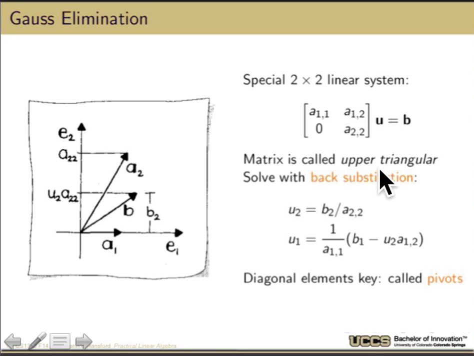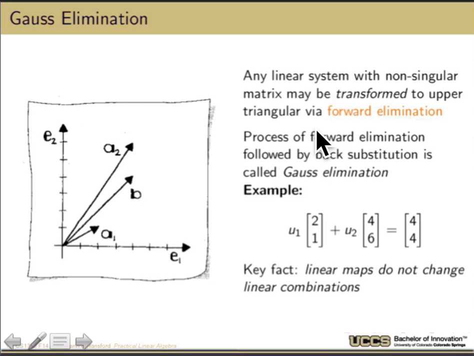This form is called upper triangular because everything below the diagonal is 0, so the nonzero entries form a little triangle up here. It's trivially solved with a process called back substitution. So, nice property. Now the question is, how can we get there? If we start with a general system, it turns out we can get there by using what's called forward elimination. The process of forward elimination followed by back substitution is combined and called Gaussian elimination.